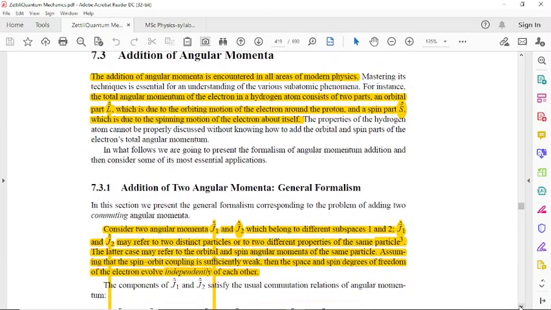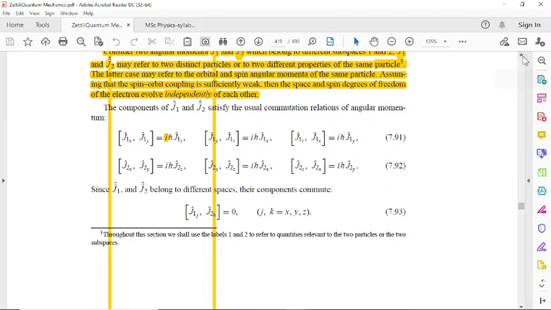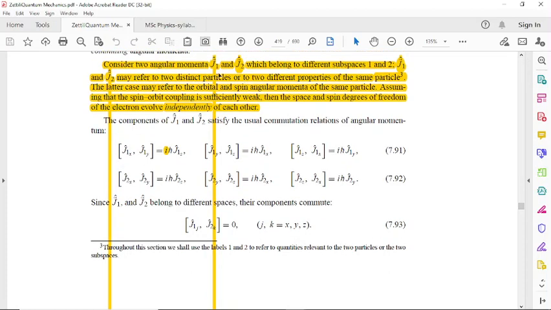Then addition of general formalism, consider two angular momenta J1 and J2. J1 may be orbital and J2 may be spin, which belong to different subspaces 1 and 2. J1 and J2 may refer to distinct particles or to different properties of the same particle. The latter case may refer to the orbital and spin angular momenta of the same particle, assuming that the spin-orbit coupling is sufficiently weak. Then the space and spin degrees of freedom of the electron evolve independently of each other.